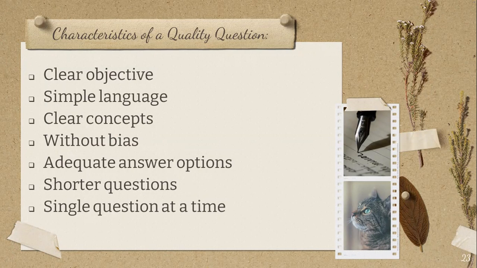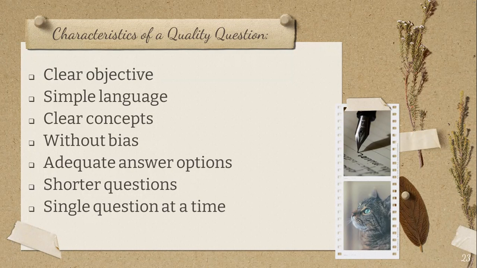Three, we have clear concepts. Questions are easy to understand and answer. The fourth one, without bias. Question is not biased, and when opinion is asked, an alternative response like no opinion or I don't want to answer is provided. Next, we have adequate answer options. The predefined responses are appropriate and adequate to answer the question.